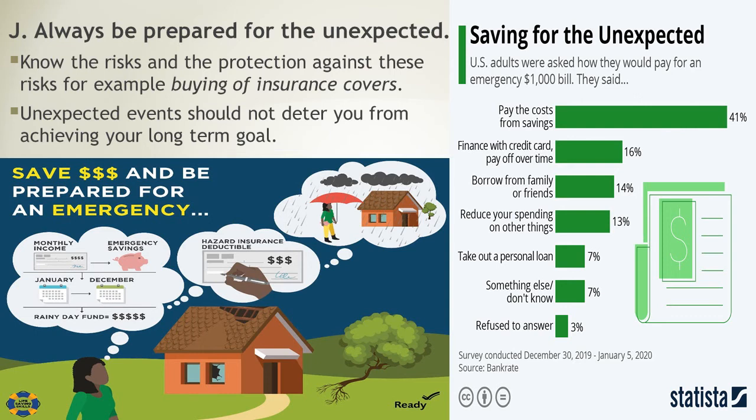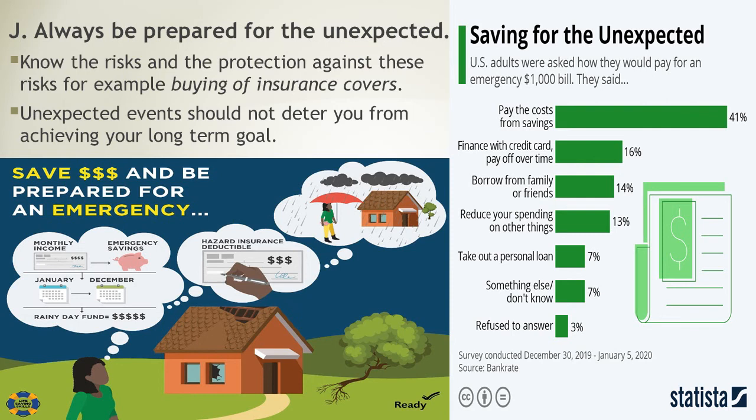So there are two ways of doing this. Number one, having an emergency fund. Number two is to get the insurance cover on your investment. On the right hand side, there is a research being done on saving for the unexpected. US adults were asked how they would pay for an emergency $1,000 bill. They said, 41% say they will pay from their saving. So they have the saving to pay the $1,000 bill. And right at the bottom, 3% refuse to answer, meaning they don't have money set aside for these unexpected events.